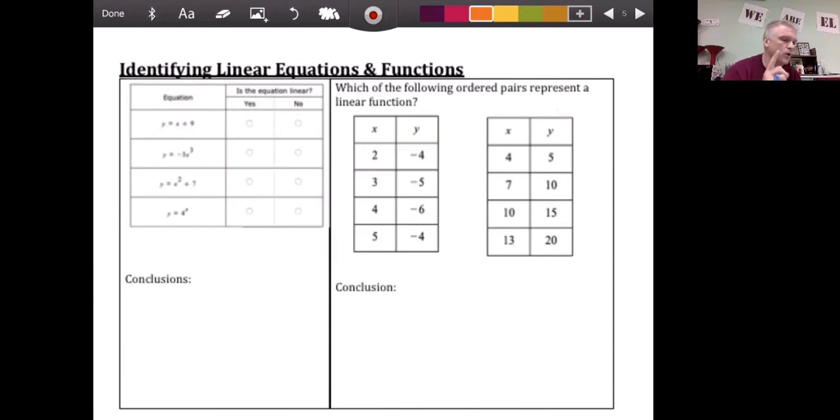Linear equation, yes, this is. This is actually in y equals mx plus b form. Don't forget y equals mx plus b from the previous page. The second one, y equals negative 3x cubed, or x to the 3rd power.